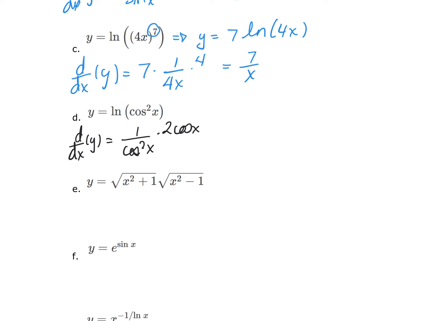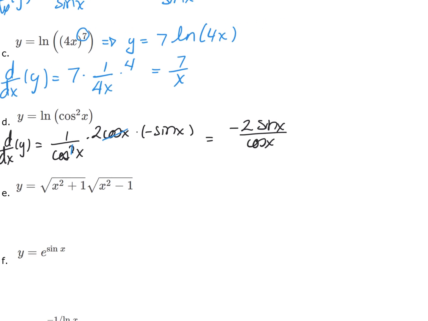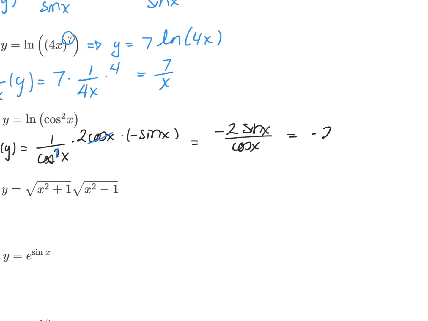That is the derivative of the squared part. So I'm going to have to do the chain rule one more time. Now I'm ready to do the derivative of cosine, which is negative sine of x. Now this becomes negative 2 sine of x over, this cosine will cancel with one of those, and so it'll be negative 2 the sine x over the cosine of x. I can leave it like that, or I can write it as negative 2 the tangent of x.